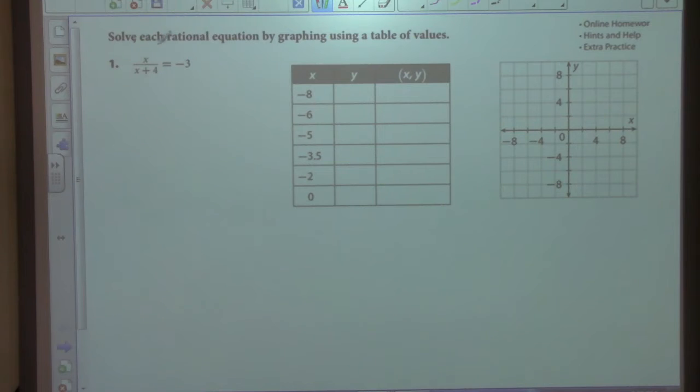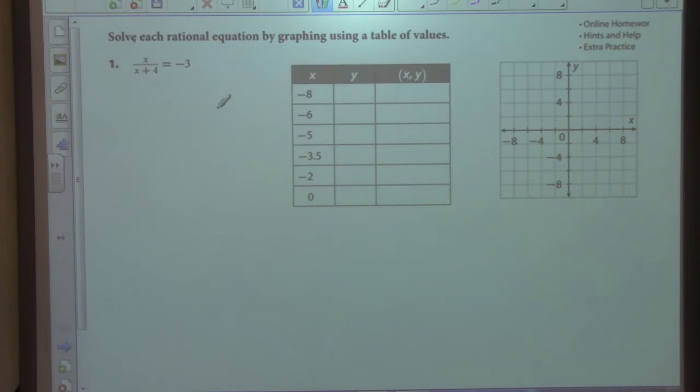The first two problems are these where you solve rational equations by graphing using a table of values. And so what I want to do today is just quickly go over this one here and show the process. We demonstrated briefly yesterday when you were taking notes. Remember that a little bit? So this one right here, how are we going to go ahead and set this one up to solve by graphing?